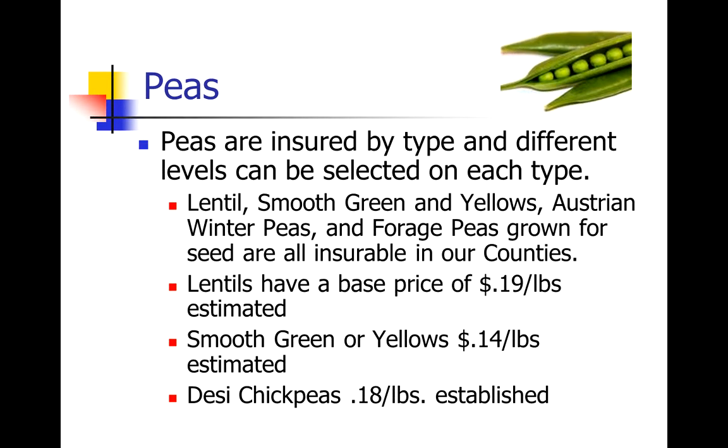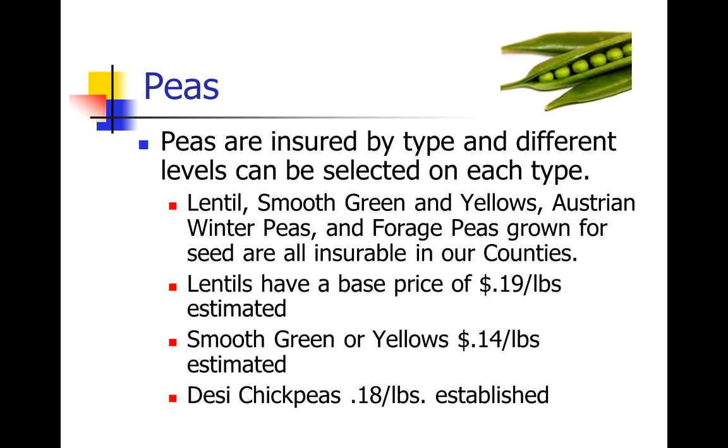Peas are something that are just getting rolling here in Toole and Glacier County. We're really expanding acres, so it's important for people to understand how these programs work. You can insure peas by type, and different levels can be selected for each type. So you have lentils, smooth green and yellow peas, Austrian winter peas, and forage peas grown for seed.